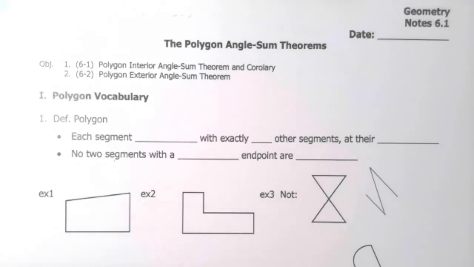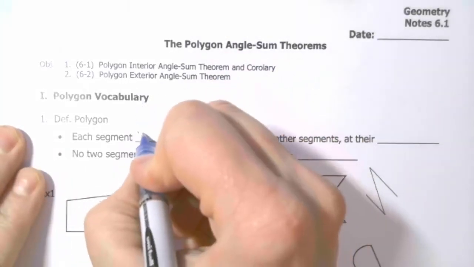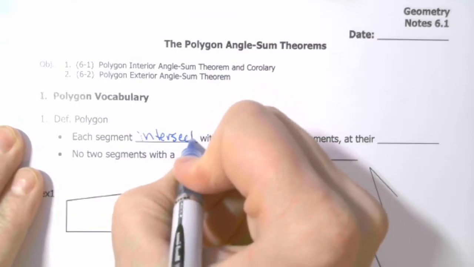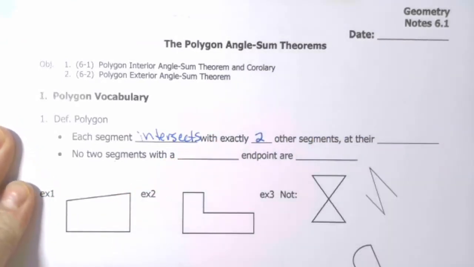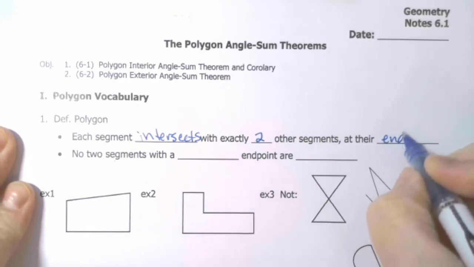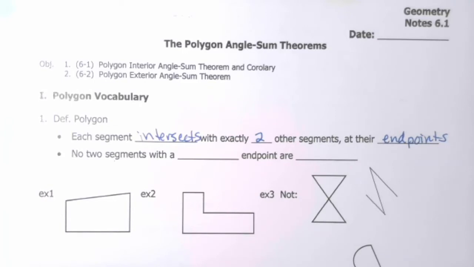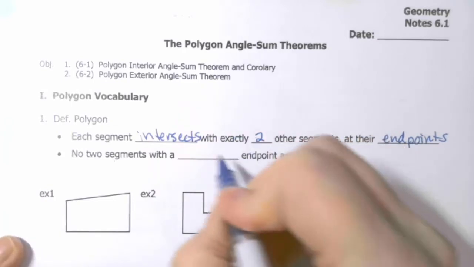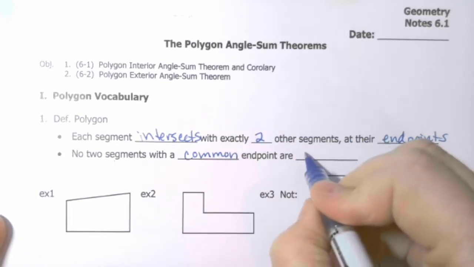Okay, Roman numeral 1, Polygon Vocabulary. The definition of a polygon is that each segment intersects with exactly 2 other segments at their endpoints. The second part of the definition: no 2 segments with a common endpoint are collinear.